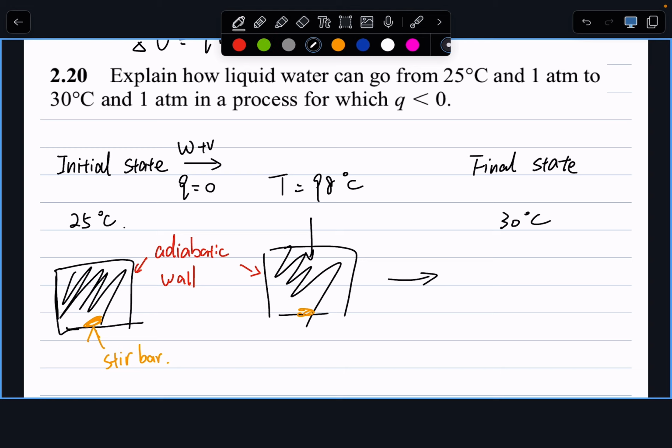And then the second step becomes, now let's remove the adiabatic wall. I don't have to remove everything, just part of it. And I put my stir bar at rest. It's no longer doing work on the system. So in my second process, my work equals 0. But now my temperature needs to drop in order to reach that 30 degrees Celsius. So in the second step, my Q must be a negative number.